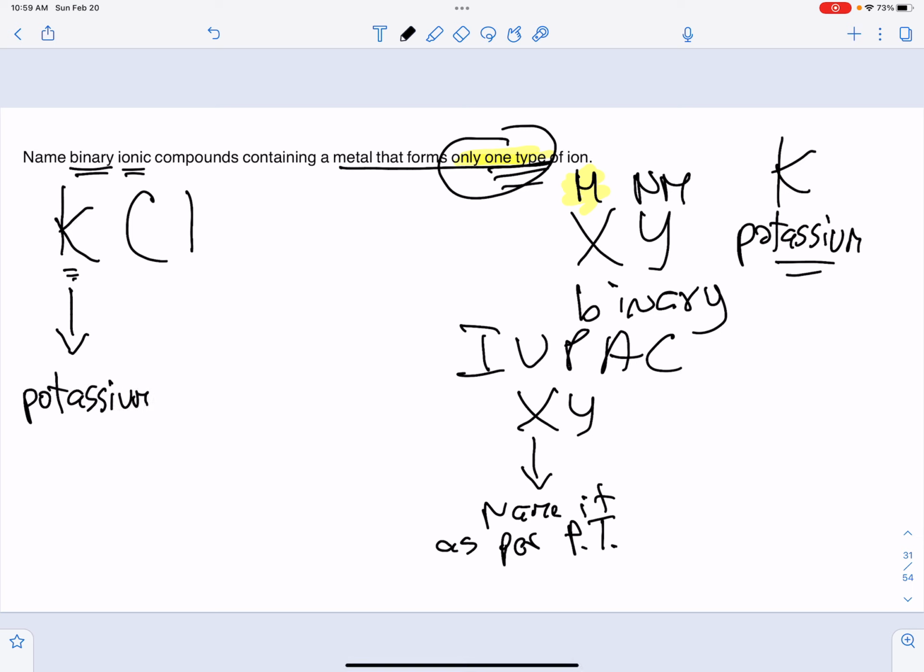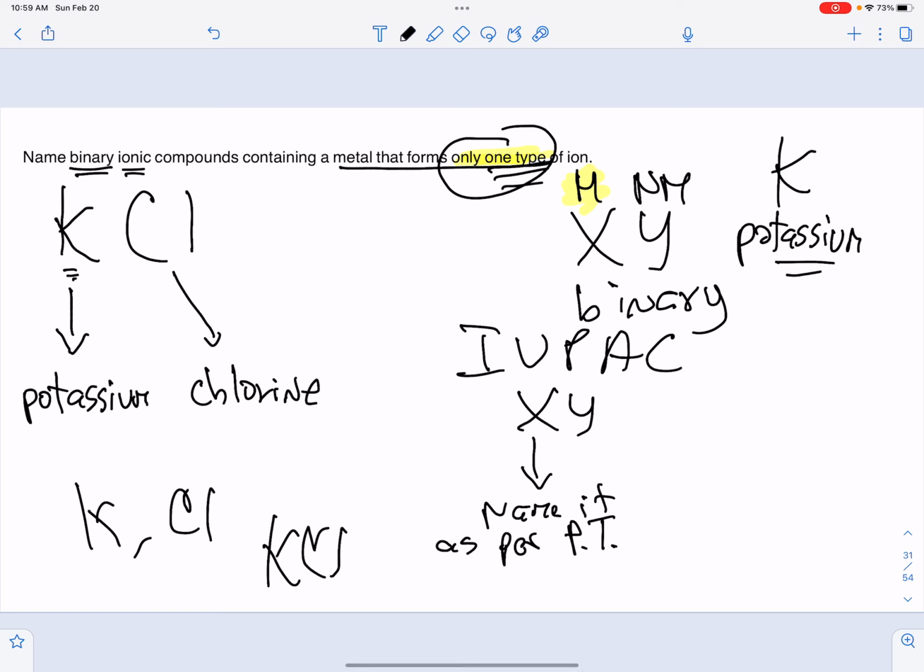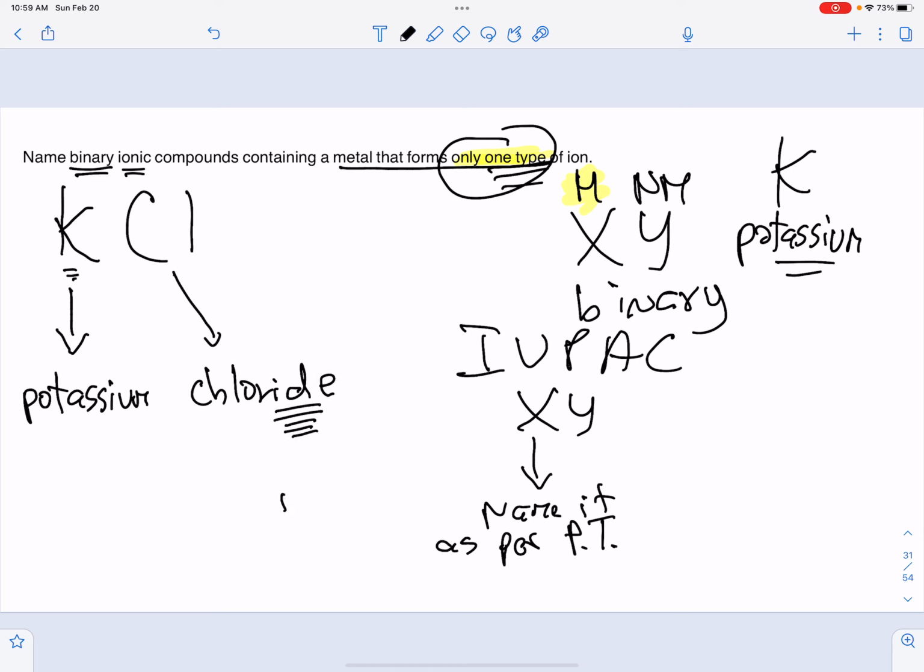The second one, according to the periodic table, is chlorine. But if I said potassium chlorine, am I talking about potassium and chlorine, or am I talking about the compound potassium chlorine? You don't know. So we're going to fix that by saying, let's not call it chlorine. Let's call it chloride. Seeing the ending IDE at the end indicates that I'm talking about a compound. So that's what IUPAC tells us to do.